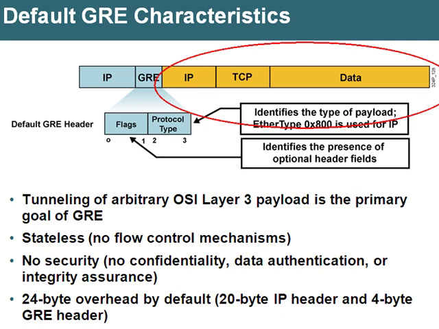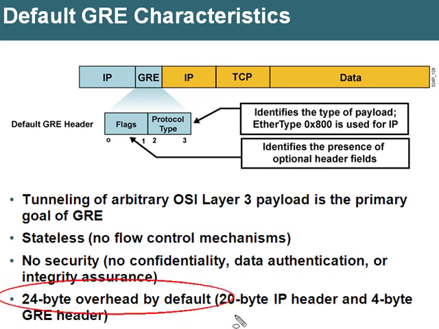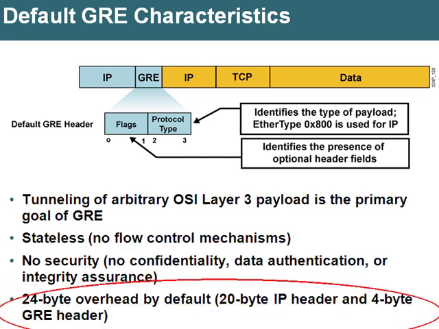The encapsulated packet can be routed over the internet, and then the multicast traffic can function as normal when it reaches the destination. The drawback of GRE is that there is no security built in. That means no confidentiality, no data authentication, and no guarantee that the packet hasn't been changed in transit. The other issue with GRE is that you have 24 bytes of overhead by default. 20 bytes of this is made up of the IP header and 4 bytes by the GRE header.